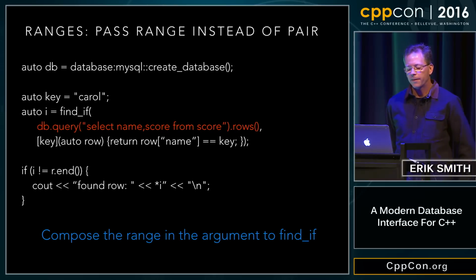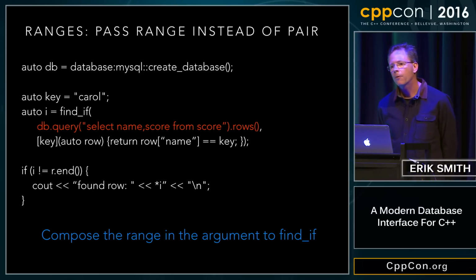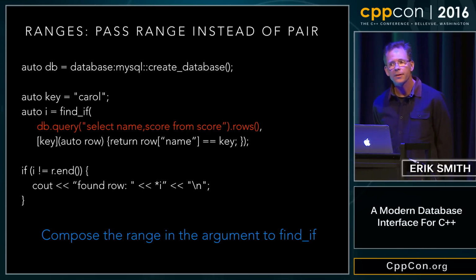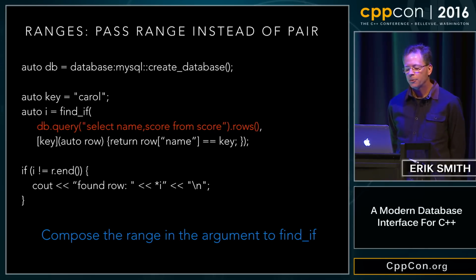A little bit better benefit is the composability. Everywhere where you would pass a begin and end, you can now pass just a single range object, which in this case is just the ROWSET. So what I did in this case is I just put it inline. You don't have to do that, but it does allow you to do that and makes the code a little more succinct. And you can compose the expression as the argument. So that improves the use of the existing algorithms.